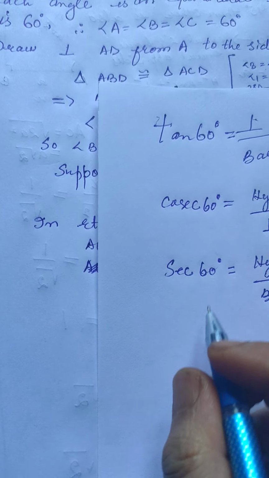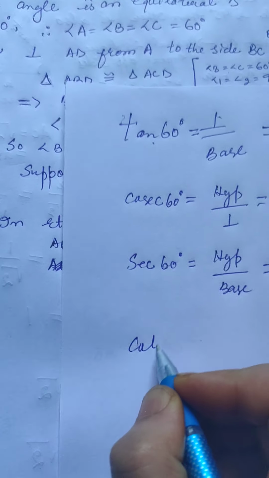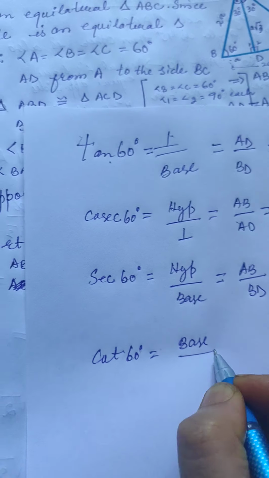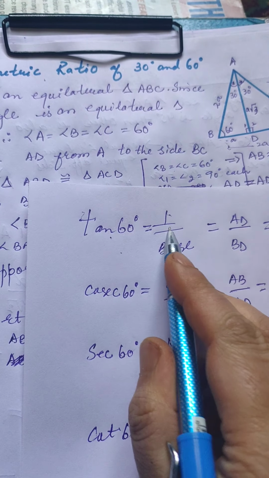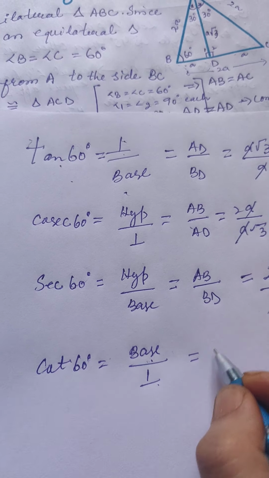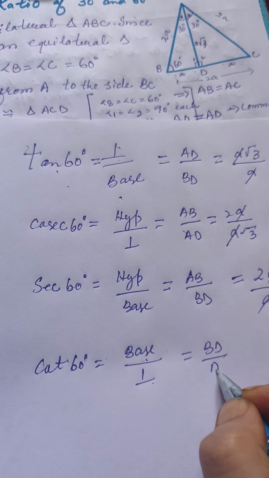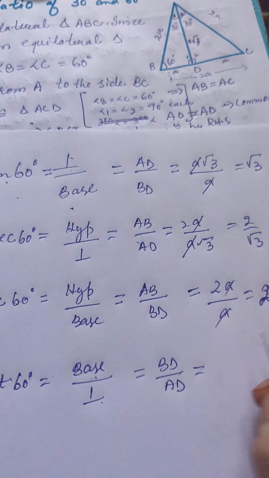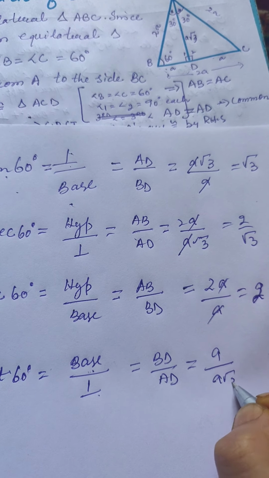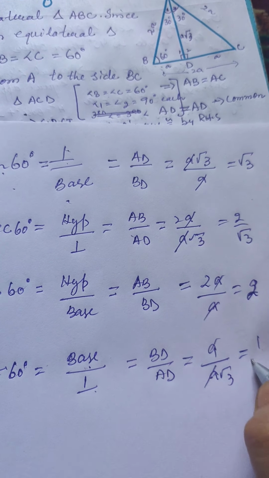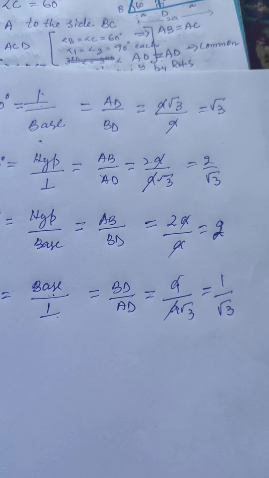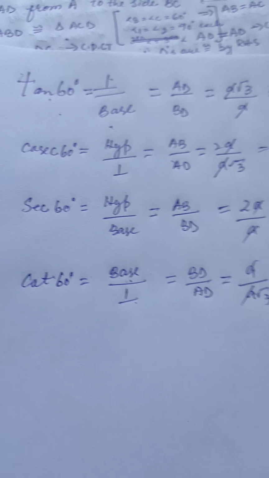Then the reciprocal of tan is cot, which is base by perpendicular. If tan is perpendicular by base, then its reciprocal is base by perpendicular, that is BD by AD. BD is A and AD is A root 3. A and A cancel, so cot 60 is 1 by root 3. So these are the trigonometric ratios of the angle 60 degrees.